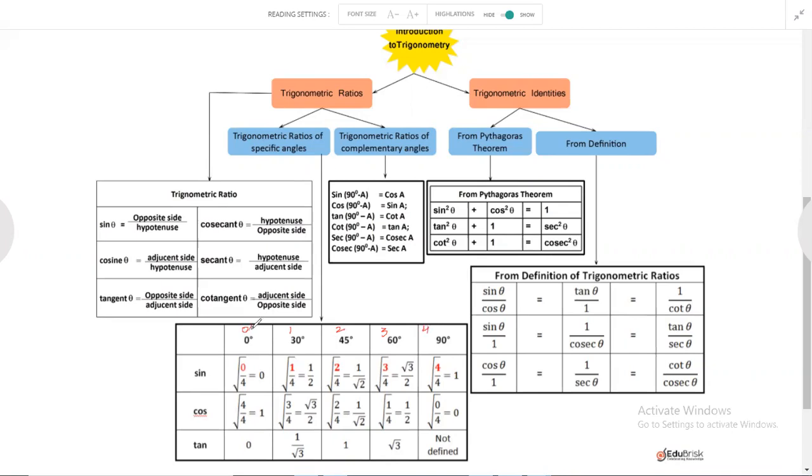Then divide each number by 4: 0 by 4, 1 by 4, 2 by 4, 3 by 4 and 4 by 4. Take the root of these values: root of 0 by 4, root of 1 by 4, root of 2 by 4, root of 3 by 4 and root of 4 by 4. So you will be getting these values as 0, root of 1 by 4 as 1 by 2, this as 1 by root 2, root 3 divided by 2 and this as 1.